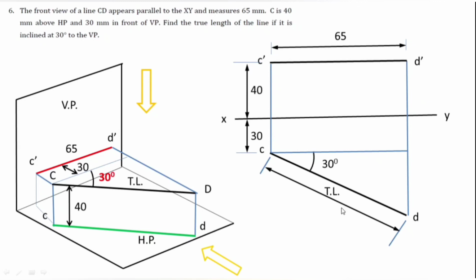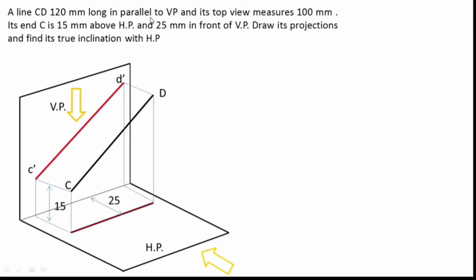So this is another problem. CD is 120 mm long, but it is parallel to VP, and its top view is measuring 100 mm. See, the line has a length of 120 mm, but in the top view its length looks like 100 mm. So the length of the line is getting shorter in its top view. The only possible case is when the line is inclined to HP. We don't know the angle value, because the examiner is asking to show the true inclination the line is making with my HP. So this line is 120 mm, in the top view it looks like 100 mm, and C is 15 mm above HP and 25 mm in front of VP.